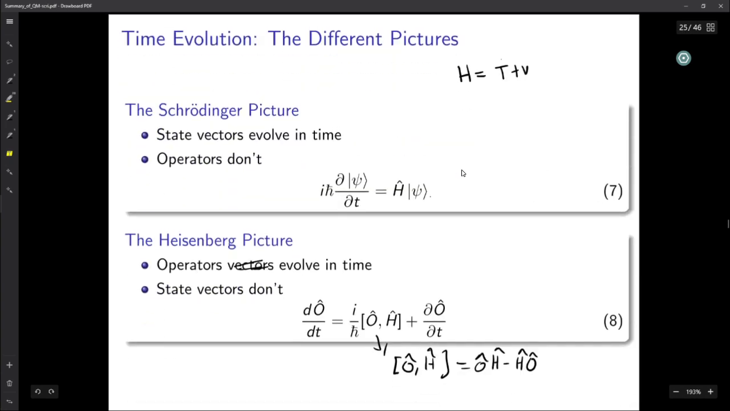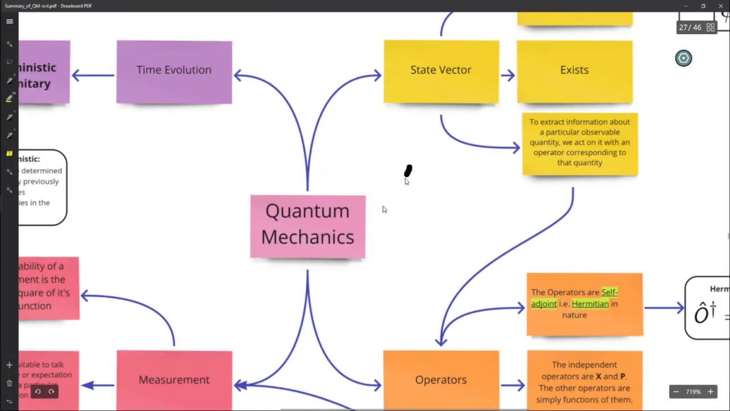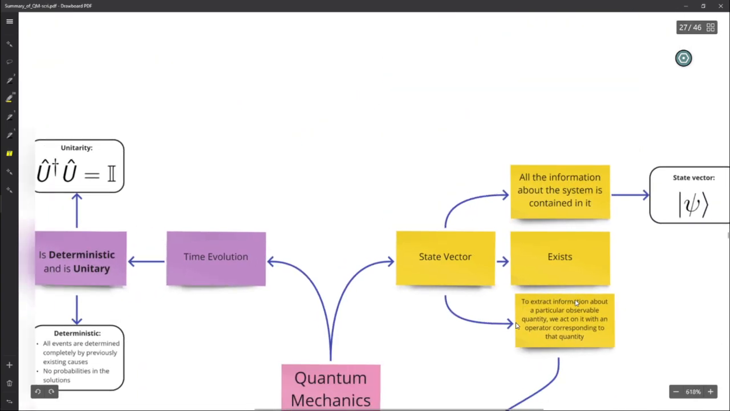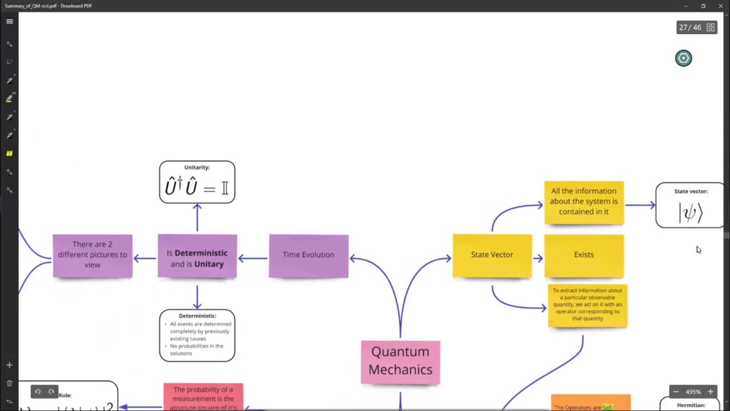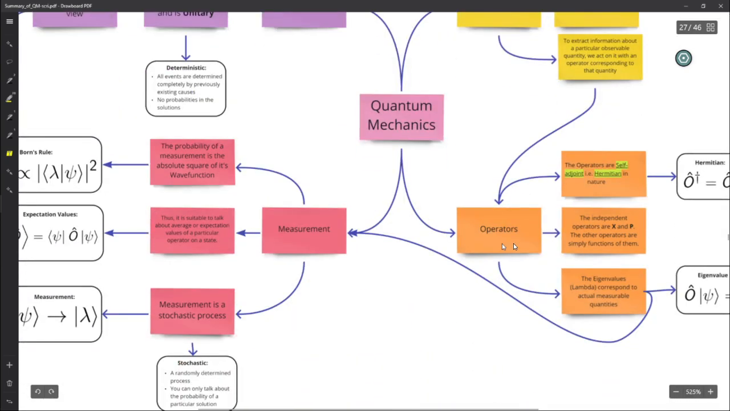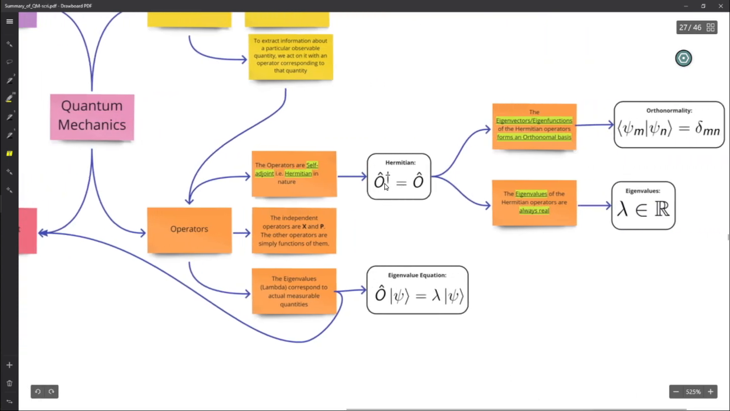So before I talk about this, this is a summary of postulates, so let me just walk you through it. When we're talking about quantum mechanics, you have the state vector. The state vector exists, and all the information about the system is contained in it. To extract information about a particular observable, you act on it with an operator, and the operators are Hermitian, which is to say self-adjoint. The most independent operators are X and P, and any other observable can be constructed as a function of the X and P operators.